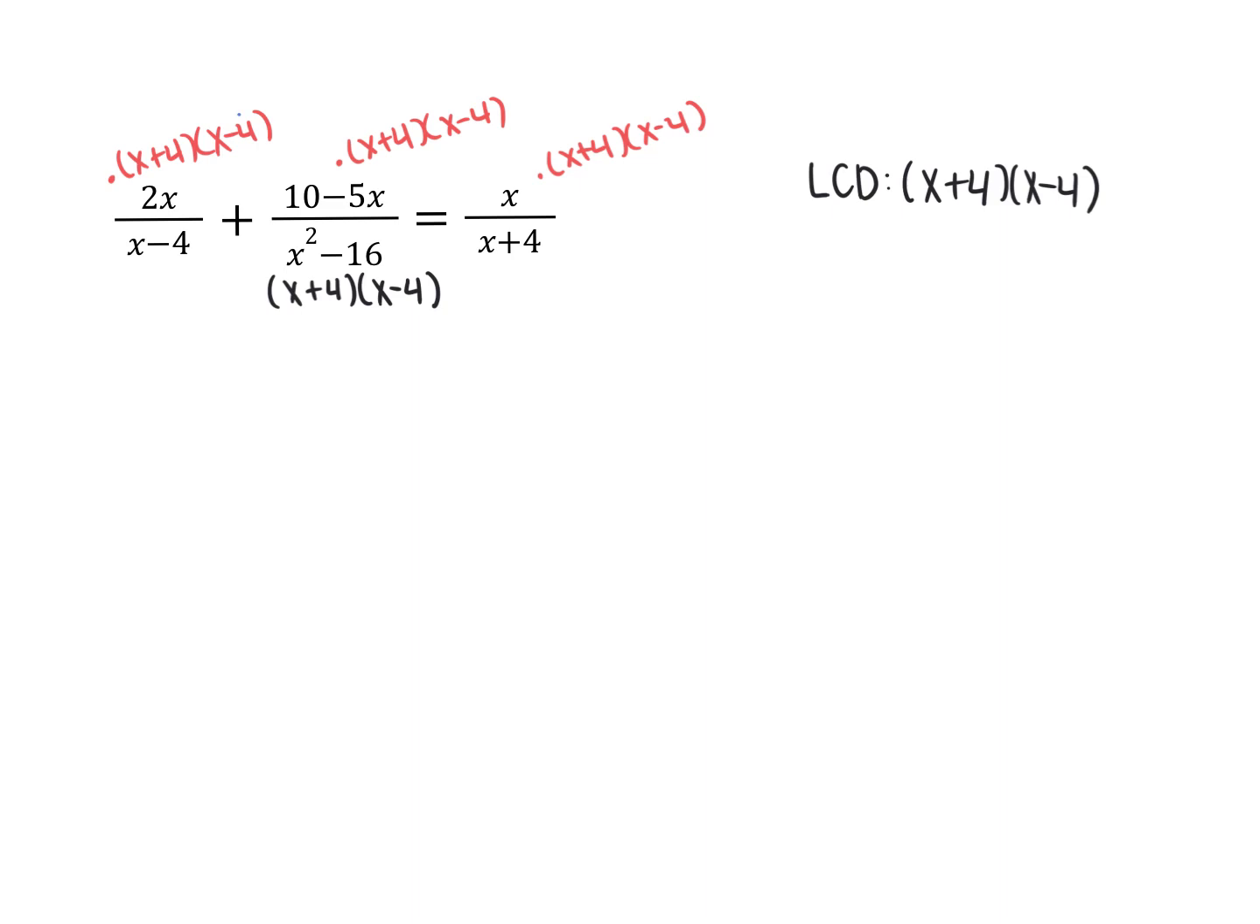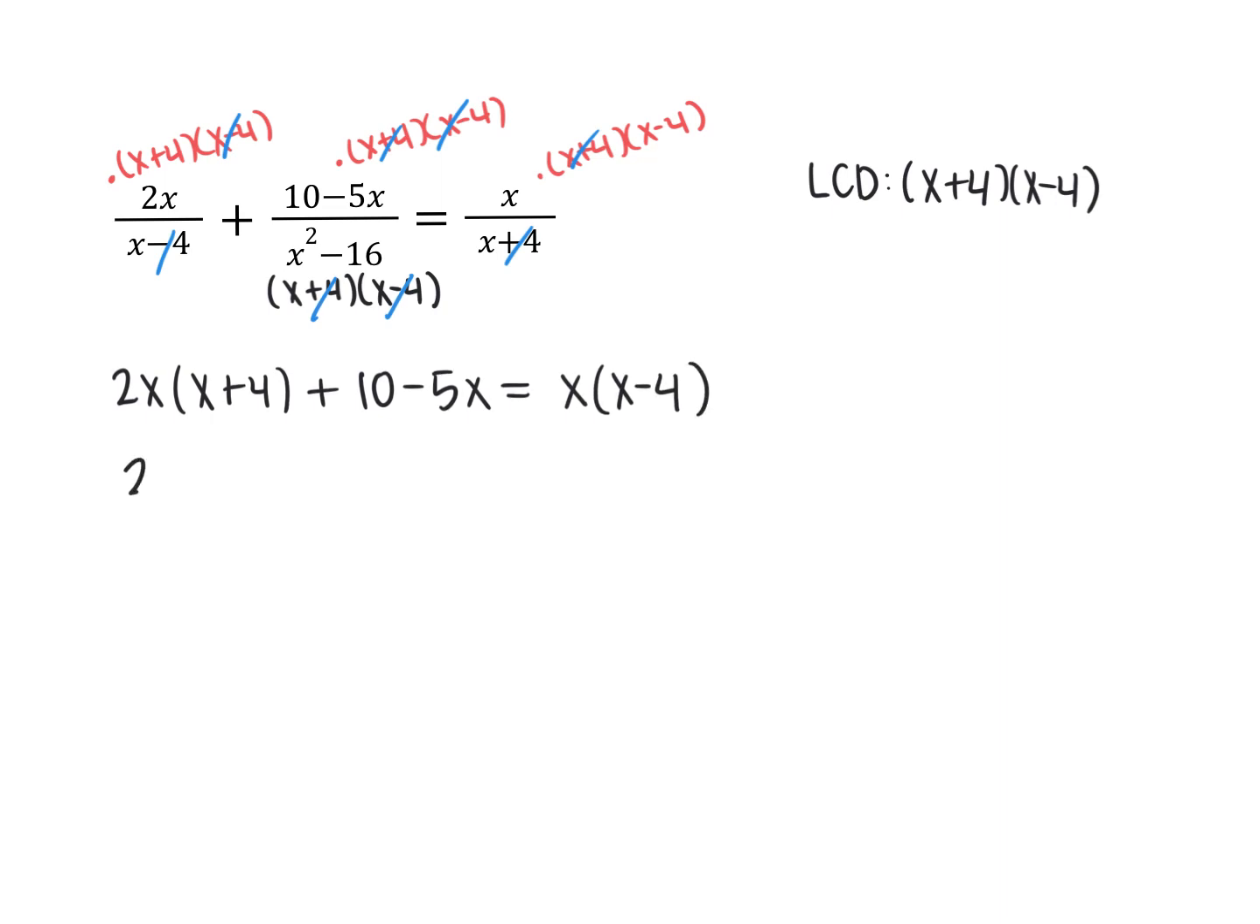From our first fraction, the x minus 4 is going to cancel. From our second, both of them are going to cancel. And from our third, the x plus 4 is going to cancel. So I'm left with 2x times x plus 4 plus 10 minus 5x equals x times x minus 4.